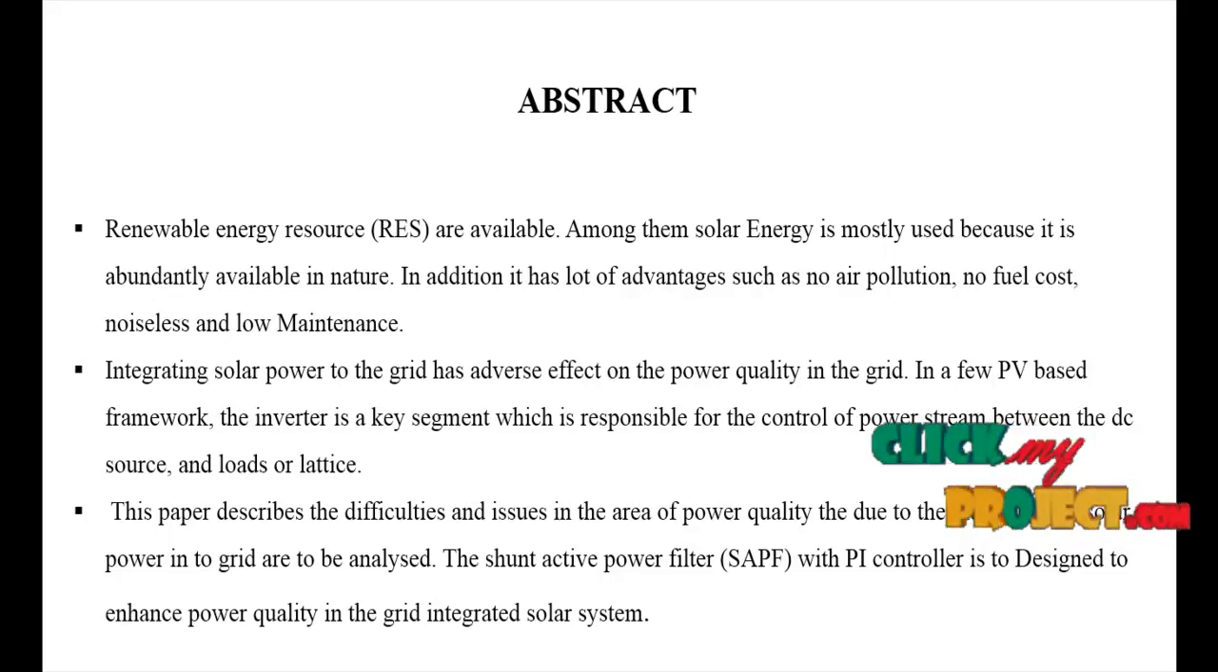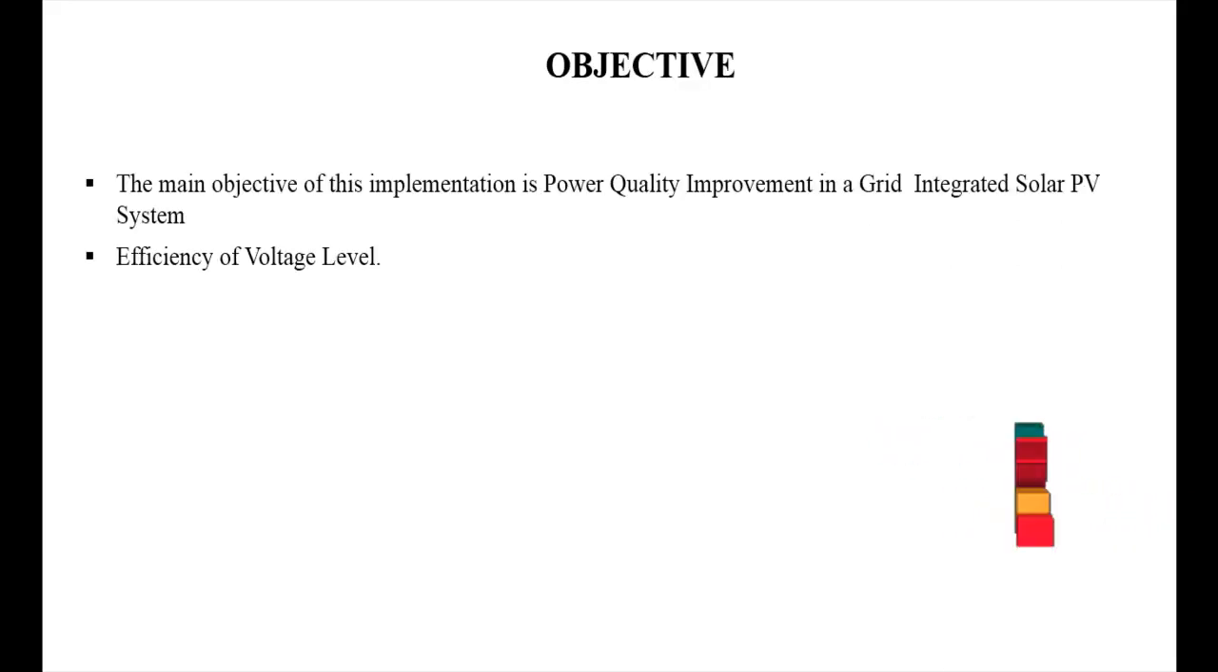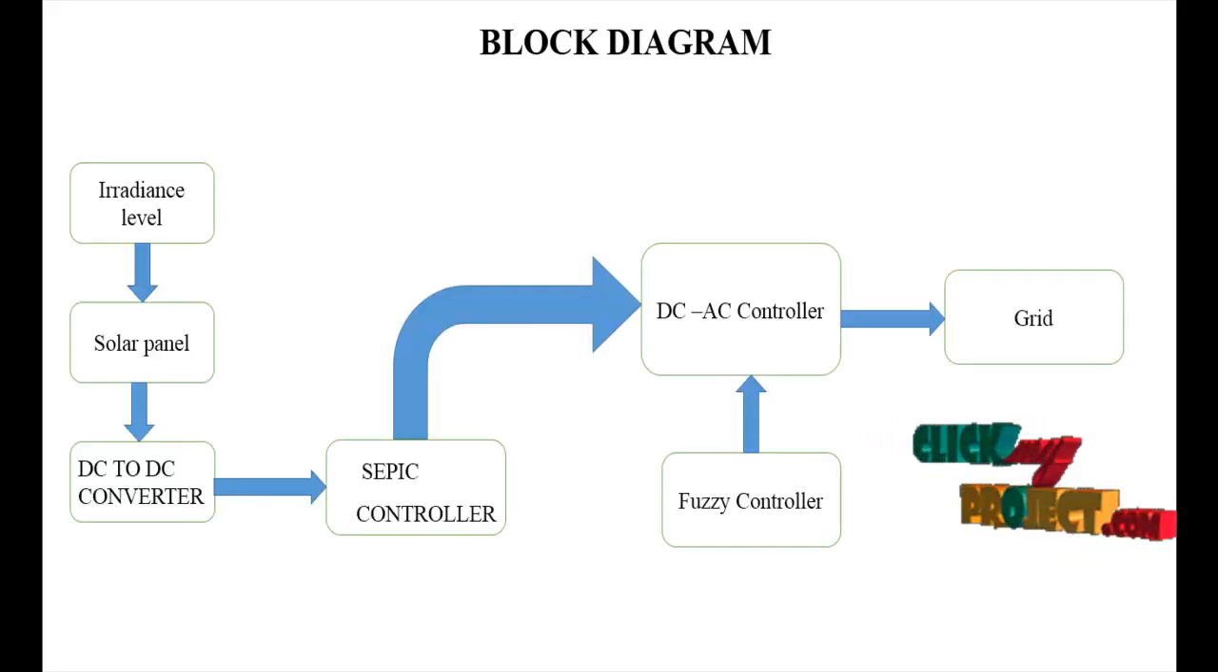This is a SAPF. SAPF means shunt active power filter. It uses a PI controller, designed to enhance the power quality in the grid integrated solar system. The main objective is the implementation of power quality improvement in a grid integrated solar PV system and the effective handling of low voltage load. This is the overall flow diagram.